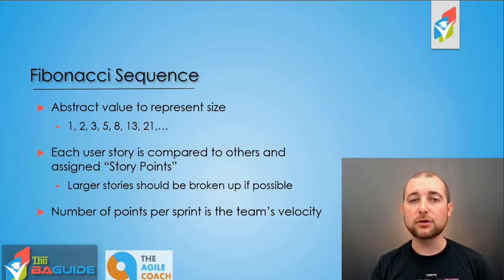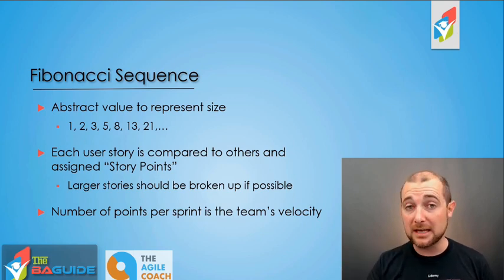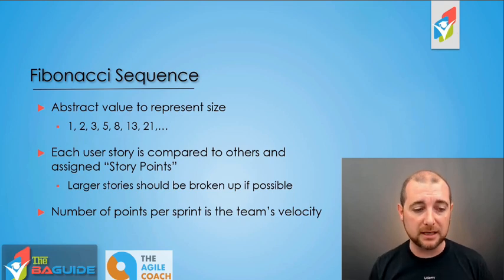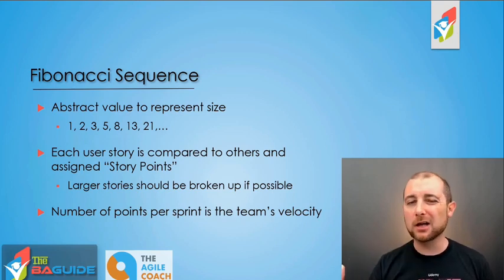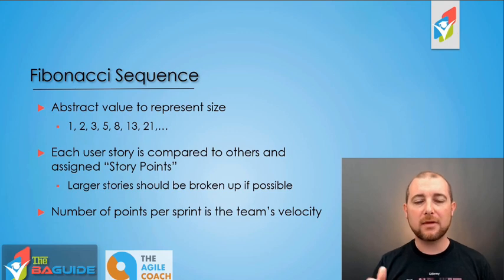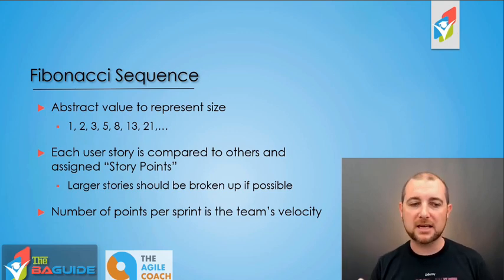So these numbers are called story points. It's how many points that story will need in order to be completed. As in a lot of the other techniques, any user stories that are larger really should be broken down. In this case, 13 and 21 for sure should be broken down into smaller user stories that can be estimated and put into smaller buckets, take less time to complete to deliver that value.